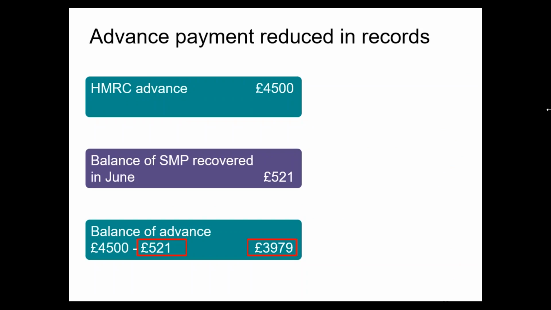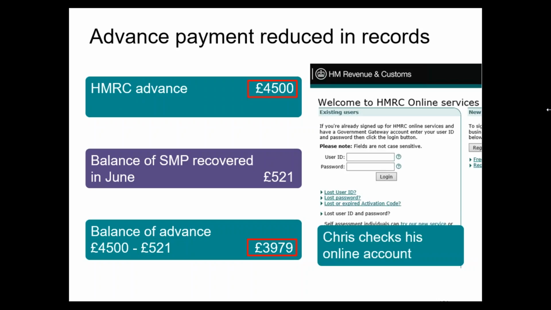So after Chris sends his June reports, the balance of the advance will be recorded as £3,979. If he didn't send an EPS report, the records would still show £4,500 outstanding. Chris should also check his online account each month to confirm there is nothing to pay.